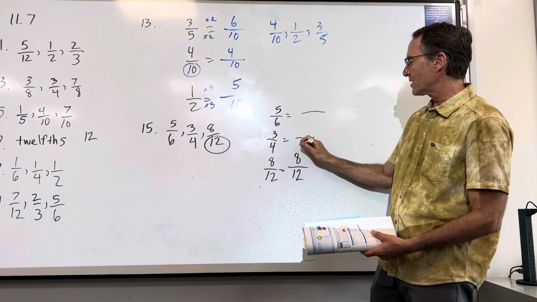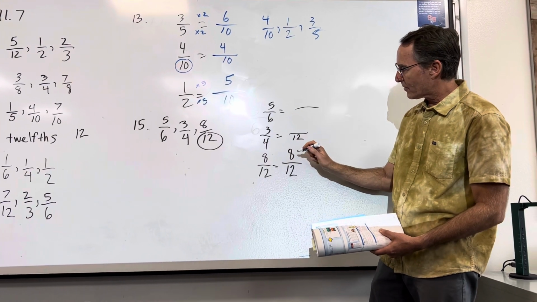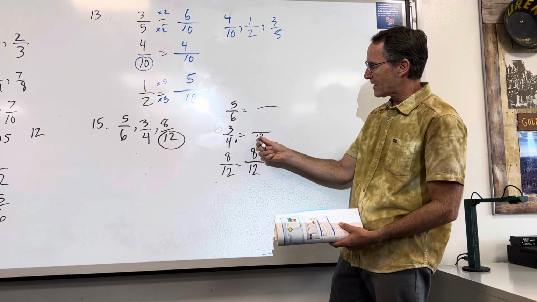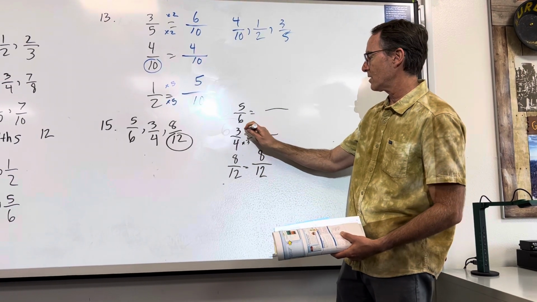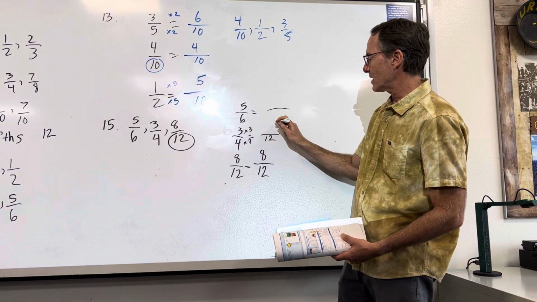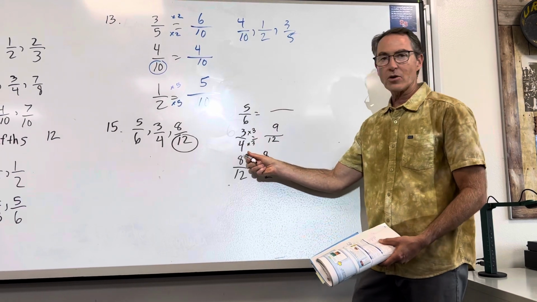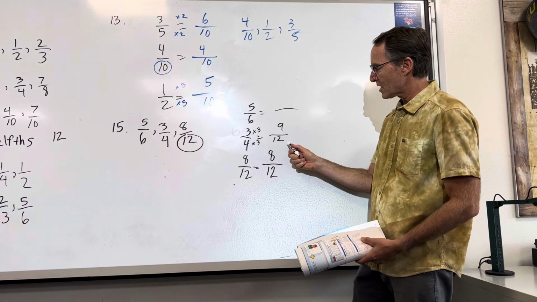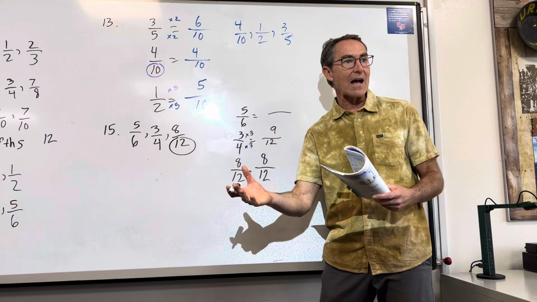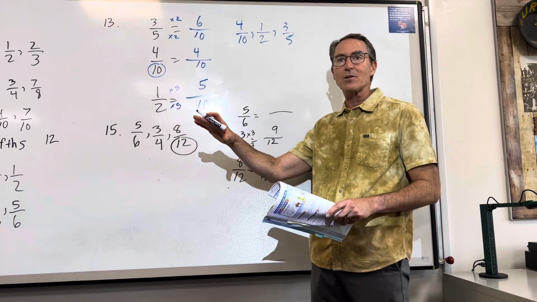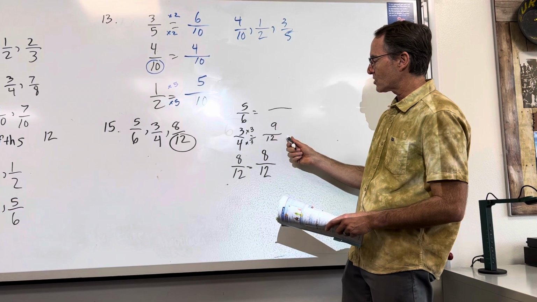But if we make the denominator 12, what do we have to multiply 4 by to get 12? 3. What you do to the bottom, you do to the top. So 3 times 3 is 9. So 3 fourths is equivalent to 9 twelfths. I gave it the same denominator so I can compare like apples to apples. So that they all have the same denominator, it's easy to tell which is bigger.